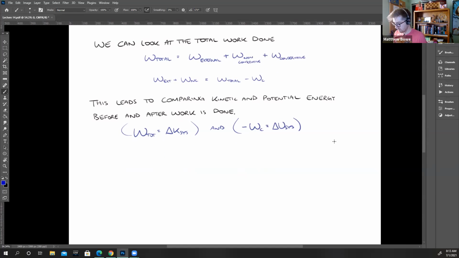I'm going to just sort of put those in, replace them. We have an external force, an external work, a non-conservative work, is equal to some sort of change in kinetic energy in the system plus change in potential energy of a system.